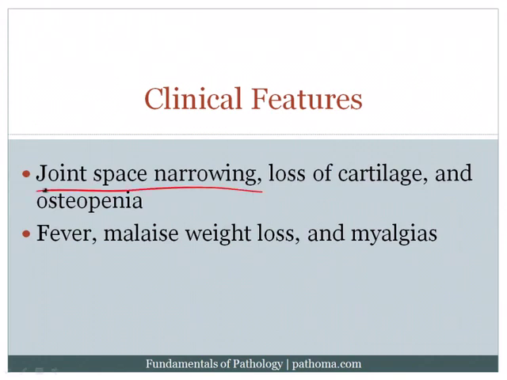Again, as I've already mentioned, the pannus is going to contract because of the myofibroblasts, which will then narrow the joint space. You'll get loss of cartilage, and that's because the pannus can overlie the cartilage, and the inflammation in the pannus can destroy the cartilage. And you can also get osteopenia because the inflammatory process will also begin to wear away at the bone underneath the cartilage. Patients will also have signs and symptoms of an inflammatory process because, again, this is a systemic autoimmune disease, so fever, malaise, weight loss, and myalgias will also be seen.